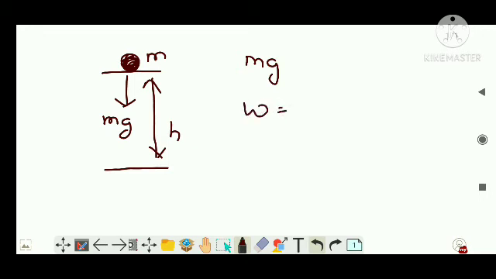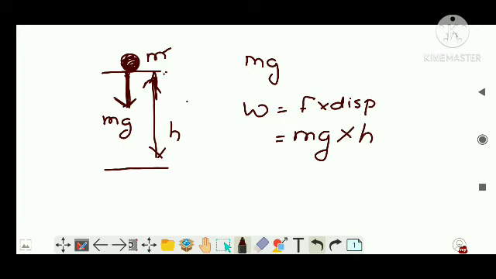So what is the work done here? Work done is force into displacement. When the ball falls from here, or even if it is not falling and is just standing there, the force acting is downward and the displacement is h. Due to this position, work is done against mg by the ball, with displacement h. So work done is equal to mgh.